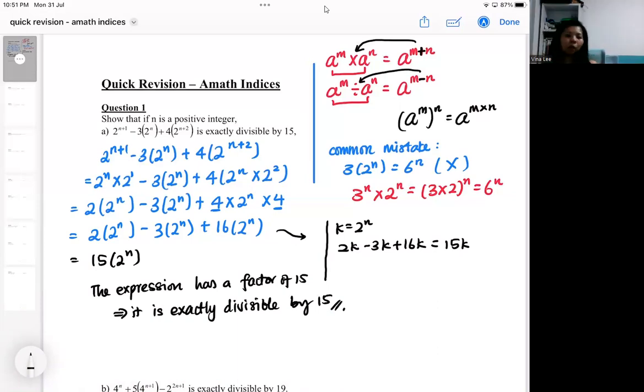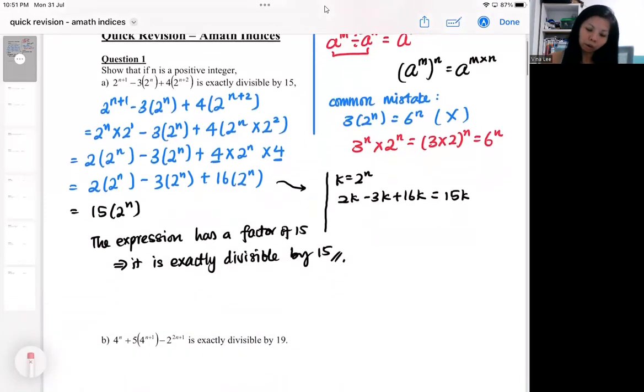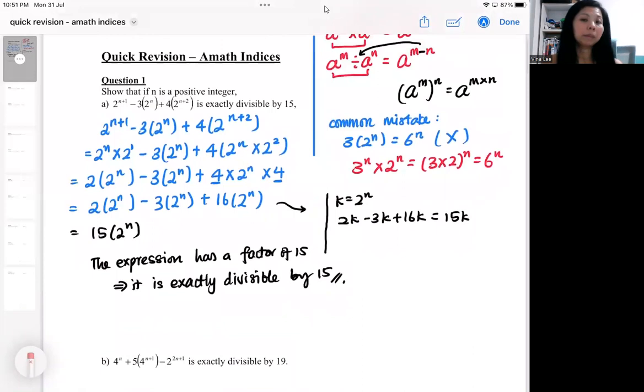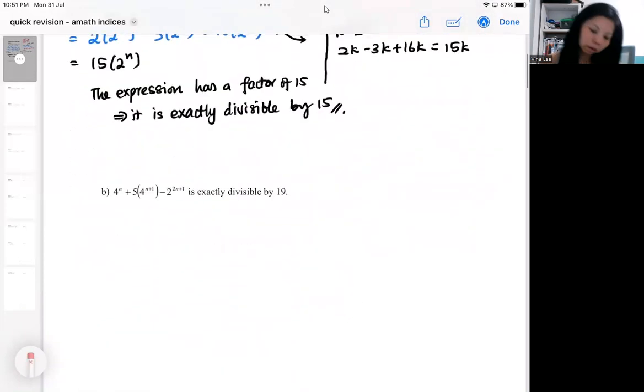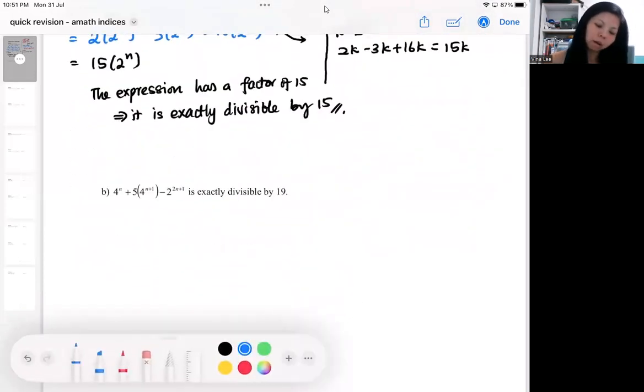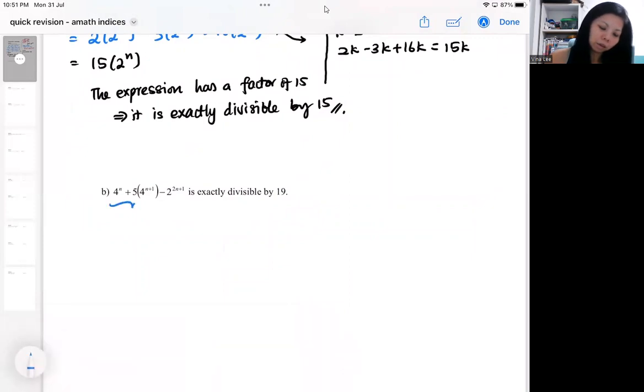So if, let's say, you happen to get 30 something, is it also divisible by 15? Yes, because you can always divide 30 by 15. Okay, so you can try on 1B, it will be the same idea. So in 1B, you're supposed to make it divisible by 19. So in the end, you should be getting something like 19 bracket. So you give it a try.